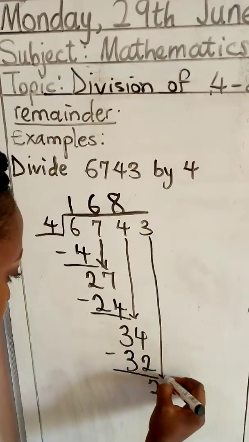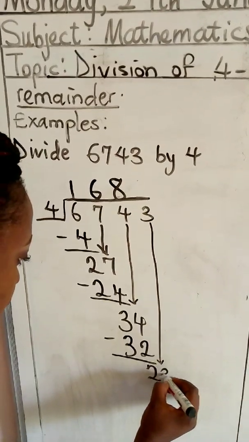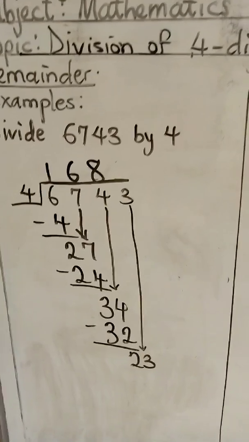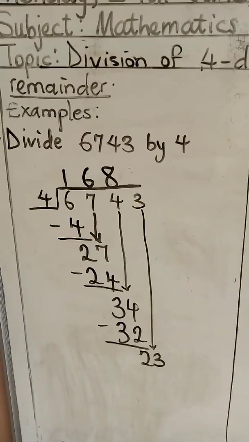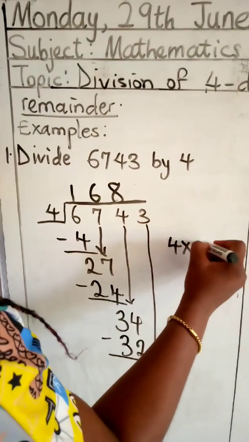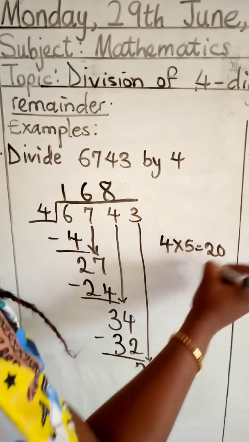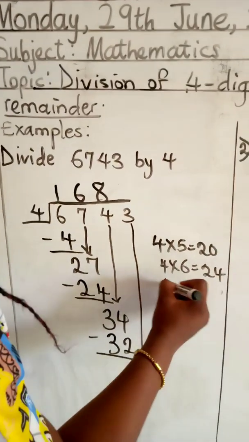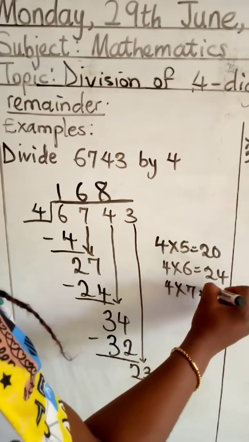Good. Which is 23. How many 4 can I get in 23? Now if you use your multiplication table, it makes it simple. 4 times 5 is 20. Let's do this together. 4 times 5 is 20. 4 times 6 is what? 24. Good. 4 times 7, 28.